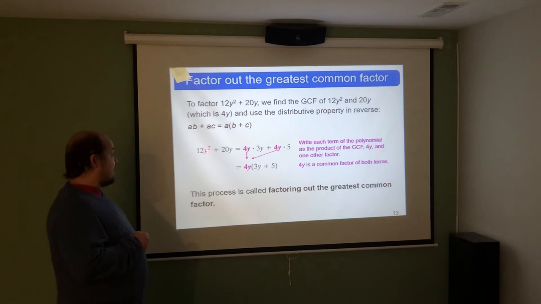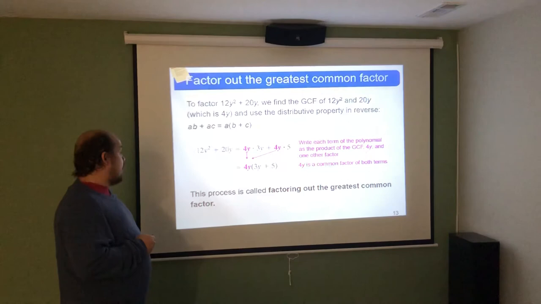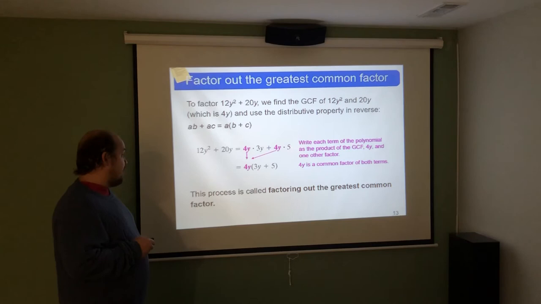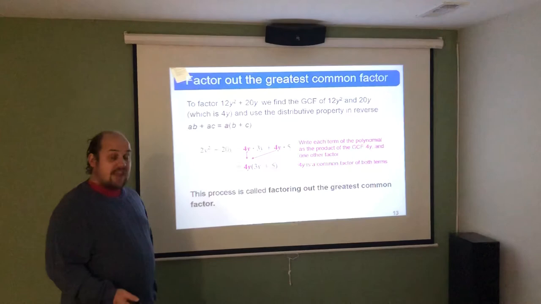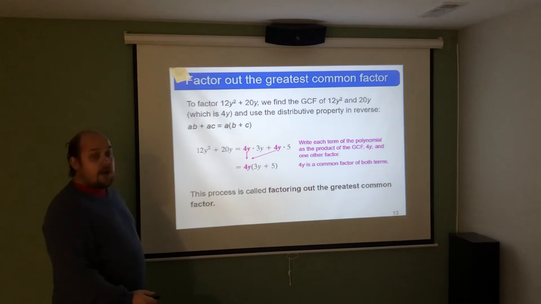If I divide 12 by 4, it leaves behind 3. Here, when I'm trying to take a 4y out of 20y, when I divide 20y by 4y, the y's go away, so there's no y in my term left over. 20 divided by 4 gives me 5. So what I've really done is I've identified the common factor of 4y. I've divided each of these two terms by that common factor 4y. What it left behind was 3y and 5.